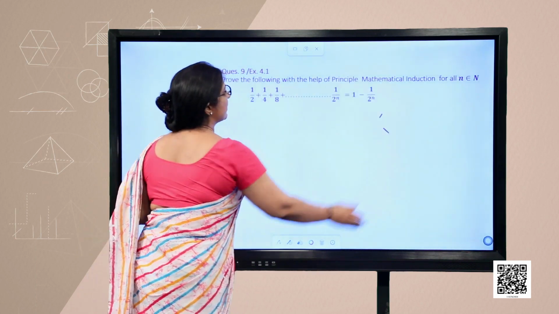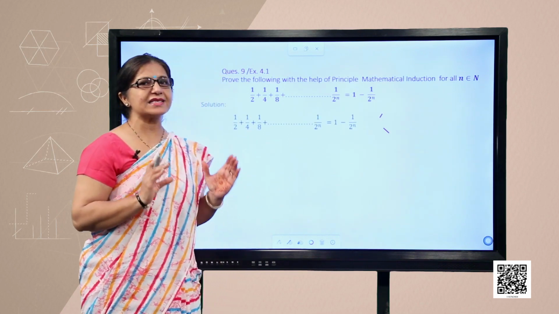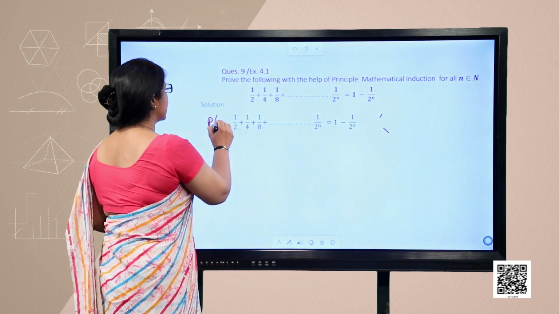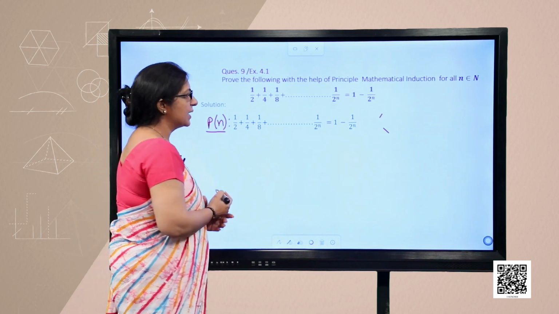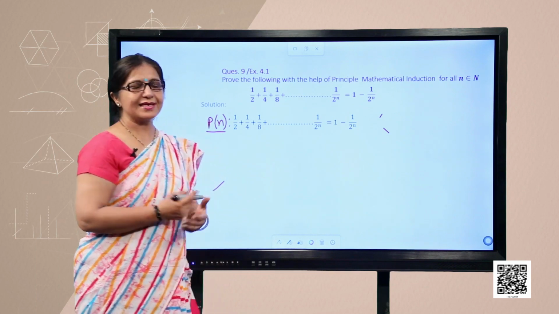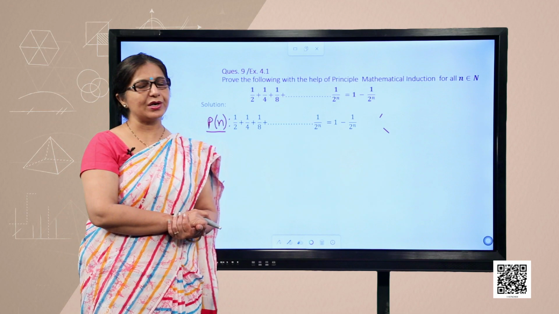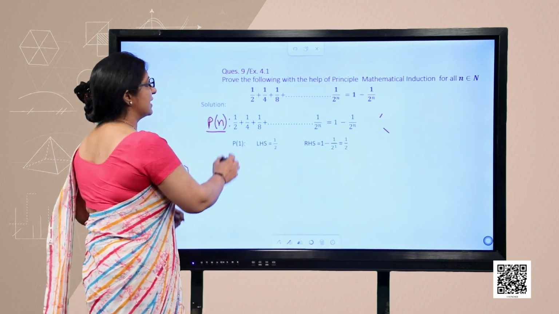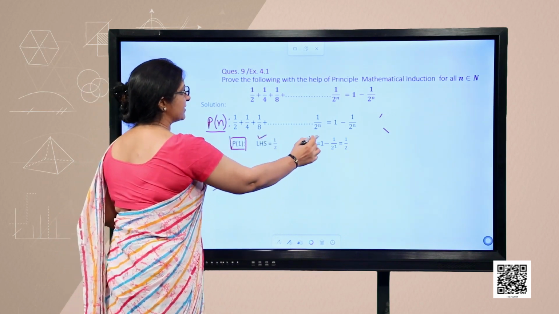As you know, the first and basic step is to assume the given statement as Pn, and we will consider this statement as Pn. The given statement will be first named as Pn, the rest of the statement is the same. What is the next step? The next step is we need to verify it for n is equal to 1. For n is equal to 1, let us see the left hand side. For proving P1, we need to take the left and right side both.